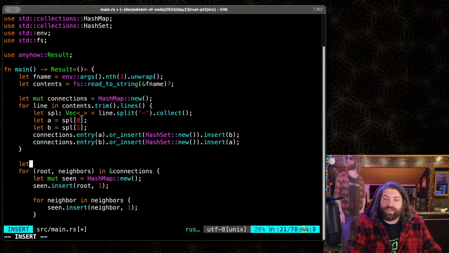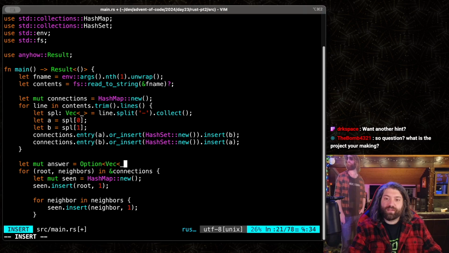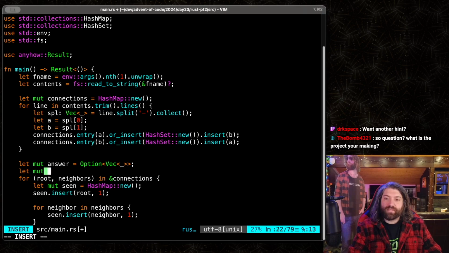Let's make a final thing to store the answer. Let mut... we're just going to do options. I don't care. It'll be an option of a vec of whatever. And let mut min equals -1.